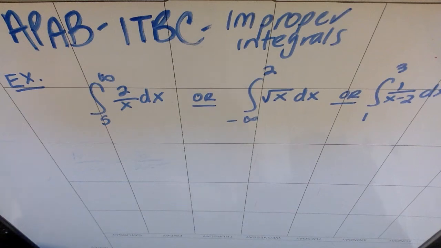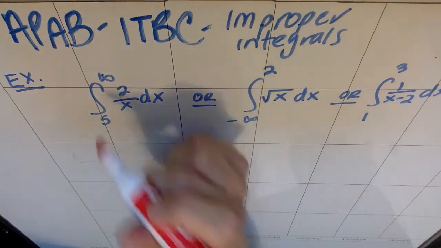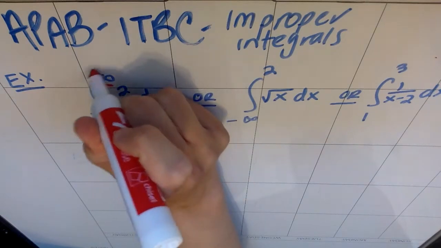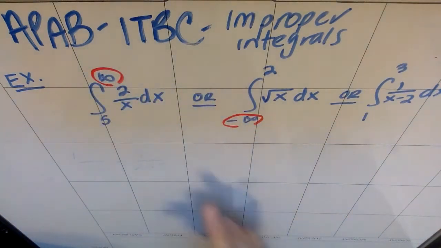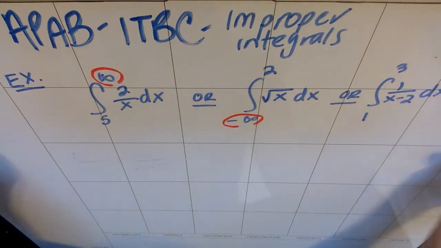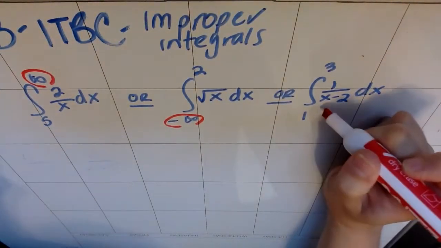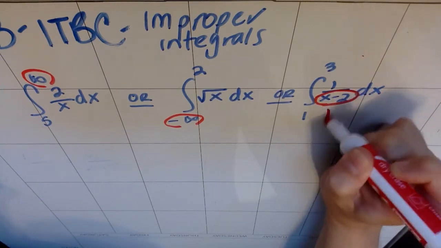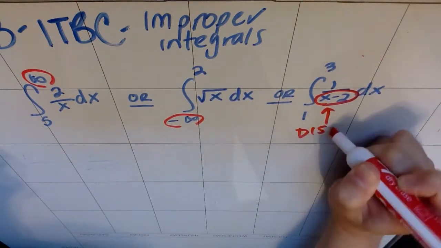This is APAB. We're doing Intro to BC Calc, topic number 3, which is improper integrals. So what makes an integral improper is that it has either infinite bounds, right? So something that is from 5 to infinity, right? That makes it improper. Or something from negative infinity to 2 makes it improper. Or it has finite bounds, but those finite bounds fall around a discontinuity.